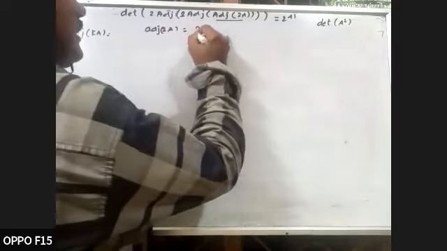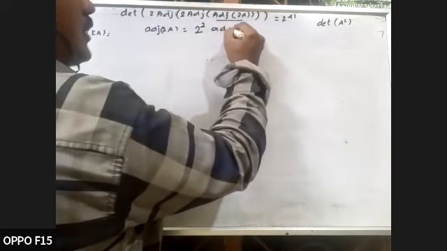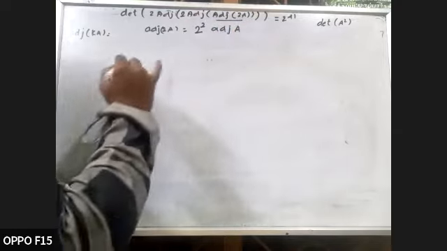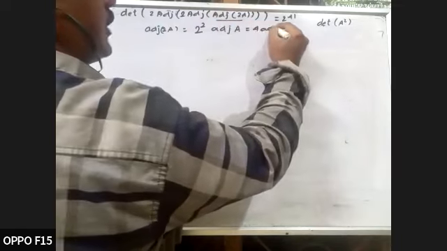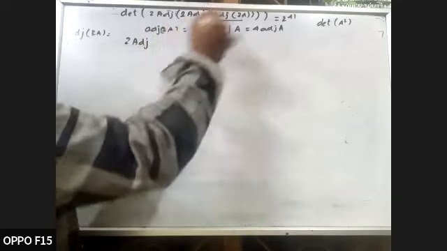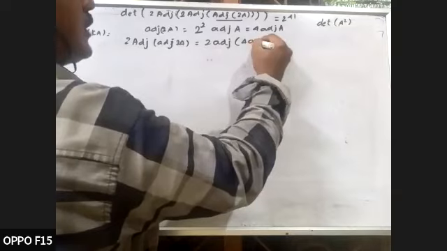That is 2 power n minus 1. It is a 3 by 3 matrix. That is 2 square into adjoint of A. We can write this as 4 into adjoint of A. Next step என்ன பண்ணலாம்? 2 into adjoint of 2A. Your adjoint of 2A is equal to 2 into adjoint of 4 into adjoint of A. Correct?